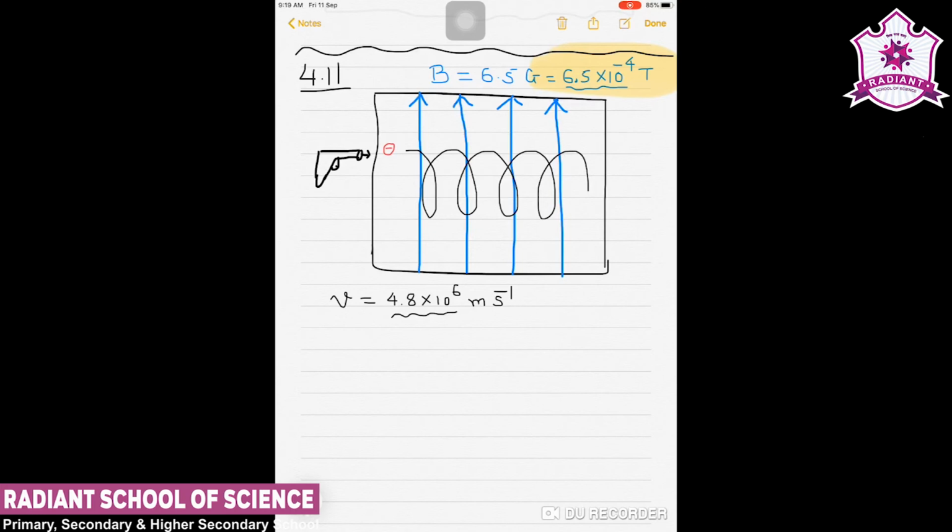Now we are asked to explain why the path of the electron is a circle. So we have to first of all find the path of this electron, and we are asked why it is a circle. For that we can simply say that the perpendicular magnetic field exerts a force on the electron that is perpendicular to its path.